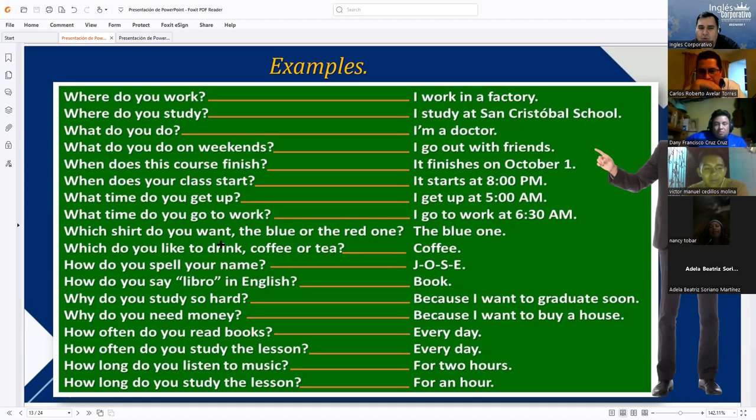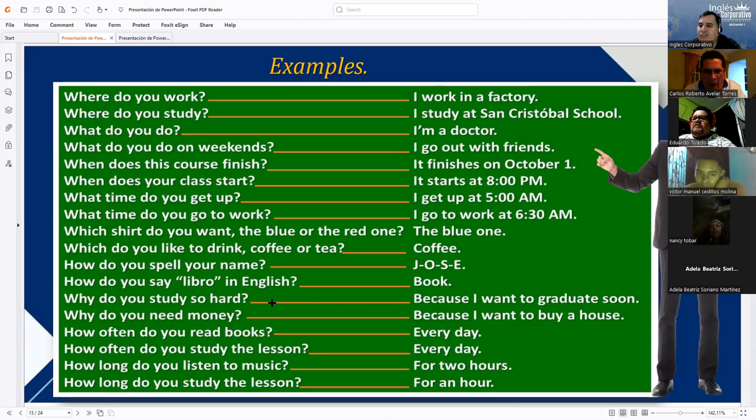Which shirt do you want? The blue or the red one? The blue one. Which do you like to drink? Coffee or tea? Coffee. How do you spell your name? Jose. J-O-S-E. Okay. Easy. How do you say libro in English? Book. How do you say?